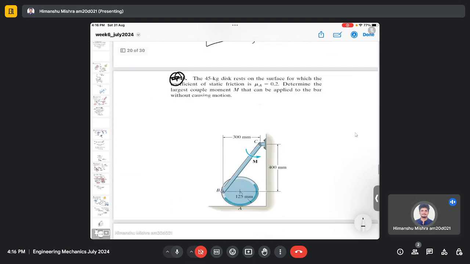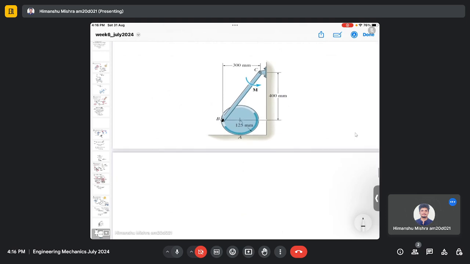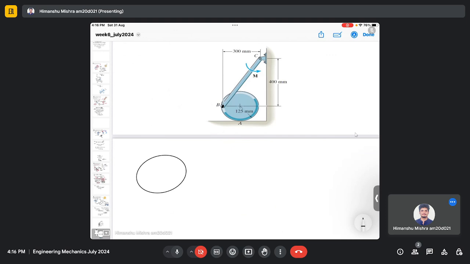And here, even though it is not a wedge problem, we are going to use the same concept, because you can see that there are two different bodies which are coupled by this pin joint at B. So here we are given a 45 kg disc resting on a surface for which the coefficient of static friction is 0.2. Determine the couple. So here we need to determine the couple. First we will make the free body diagram. First we consider only the disc. So this is roughly what looks like a disc here.